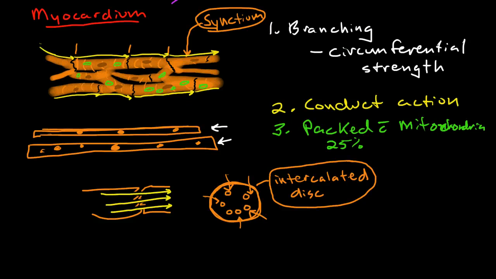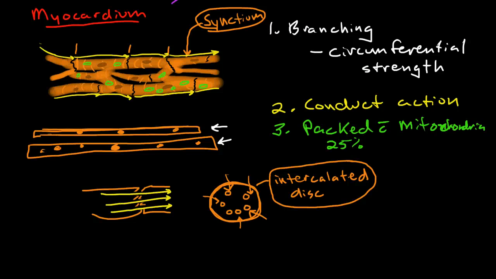And if you don't remember the functions of mitochondria, you can go back to the early videos in this course where I talk about the creation of ATP with various energy substrates. And basically, the ATP is used for actin and myosin binding to cause the myocardial cells to contract.